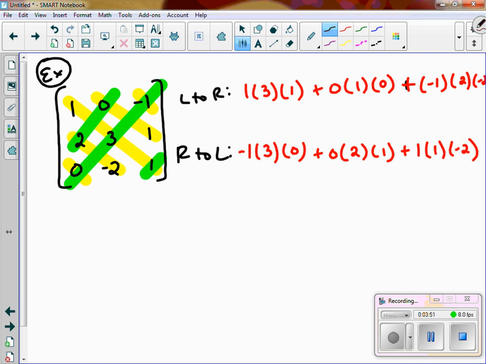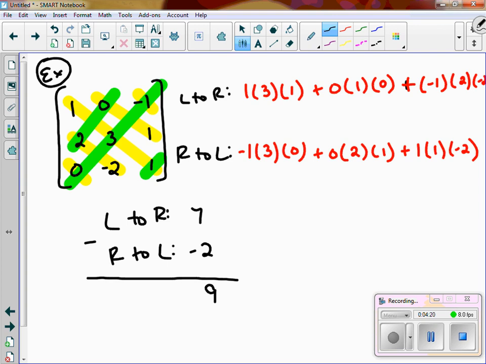So now I've got to add all of my diagonals going left to right, and then I'm going to subtract off my diagonals going right to left. So if I look at the top, I've got 3 plus 4, so it's going to give me 7. My right to left, I'm going to have 0 plus negative 2. So now, like I did before, I'm subtracting my diagonals. So 7 minus negative 2 gives me a positive 9.